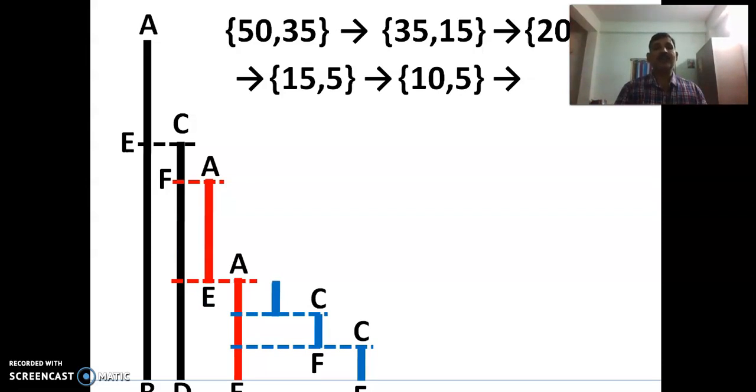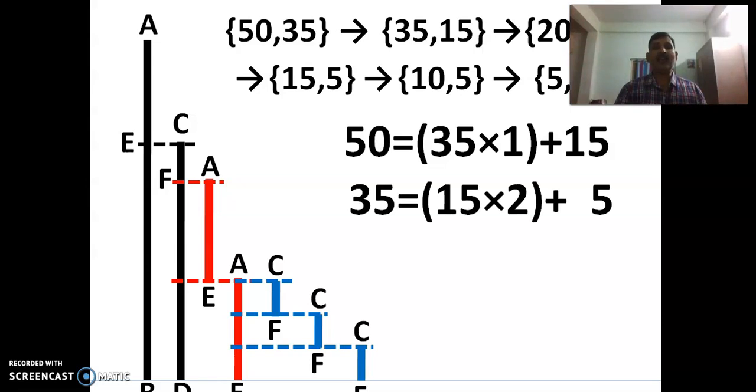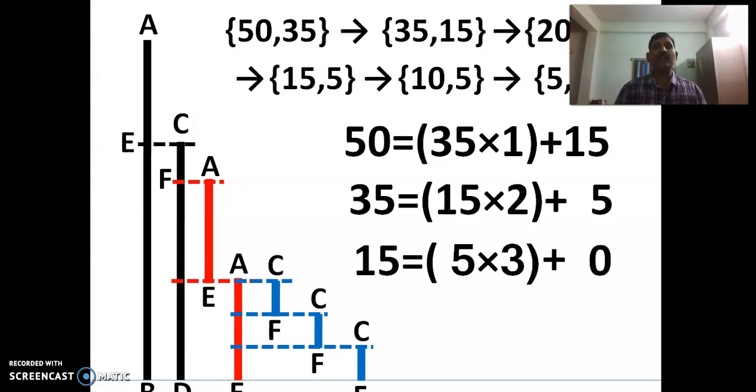So the same thing we write like 50 is equal to 35 into 1 plus 15. Again 35 is equal to 15 into 2 plus 5. We can see 2 red colored sticks, 15 units length. And the last one is 15 is equal to 5 into 3 plus 0. So 3 blue colored sticks, each of length 5 units. We continue this process till the remainder is 0.